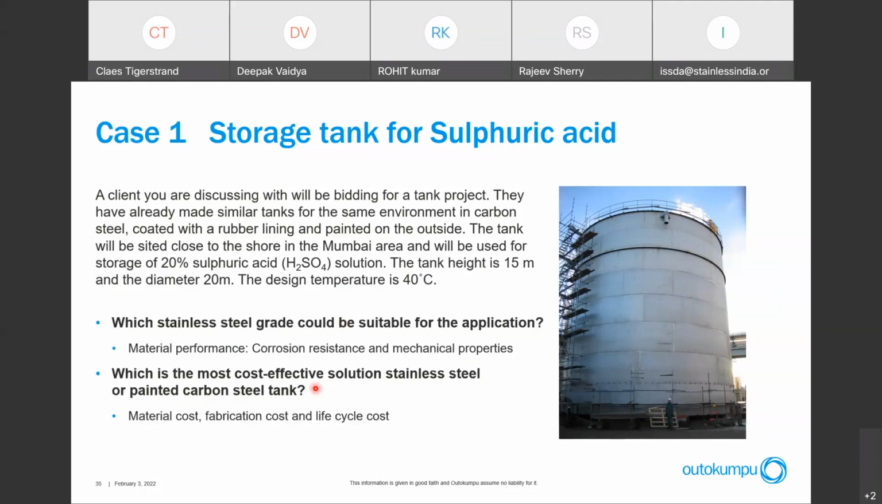Could it be cost effective compared to carbon steel? Yes, it can be there, especially if we consider the total life cycle cost and you consider that you possibly need to recoat the carbon steel tank. You need to have a shutdown, a maintenance break, and you cannot use the tank, and you have to remove the old coating. You need to recoat it. That will add a lot of cost on the total life cycle cost for the carbon steel solution there.